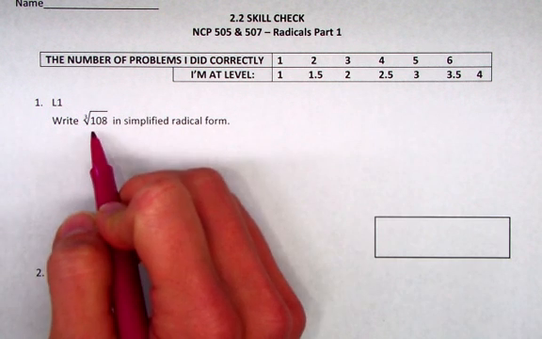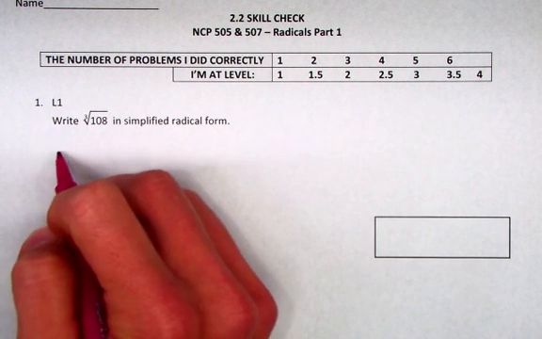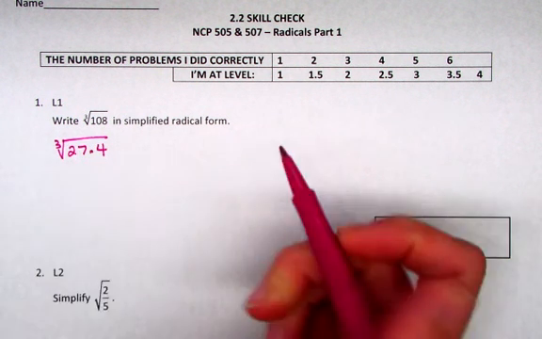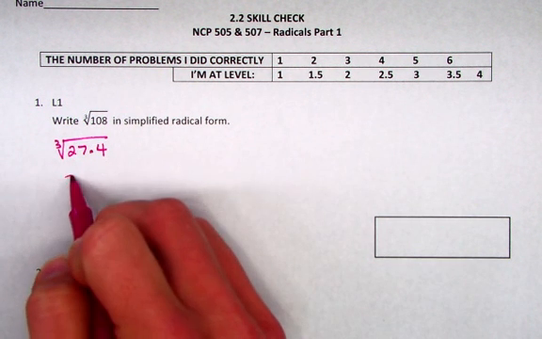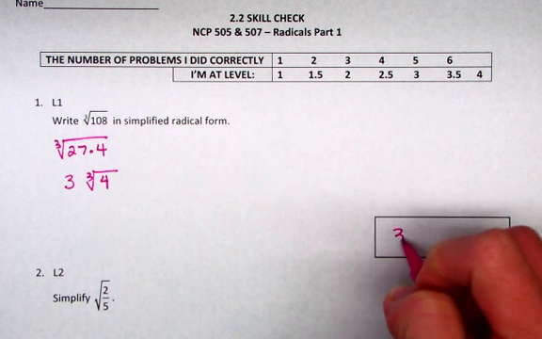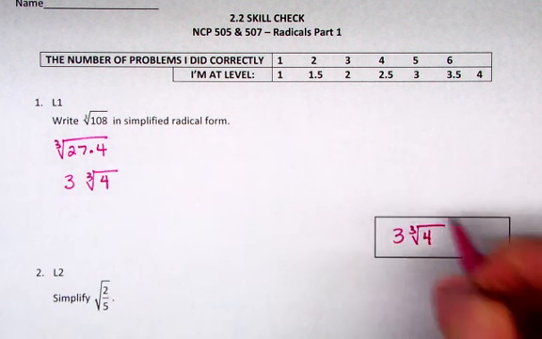To simplify this, we're trying to find perfect cubes, and it turns out that the cube root of 27 times 4 is 108. The cube root of 27 is 3. The cube root of 4 cannot be simplified. So this is 3 cube root 4.